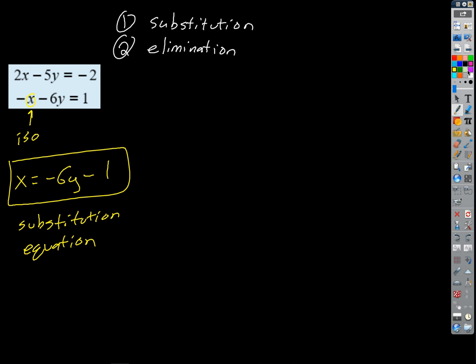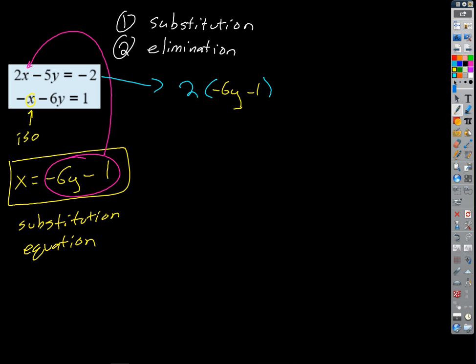So now, this stuff right here that x is equal to, we're going to plug into the top equation, right? So what's that look like then? The top equation is going to become 2 times x, but x is actually, yeah, good, negative 6y minus 1, minus 5y equals -2, right? That's easy to solve, though. I've got a single equation now with only one variable. That's a piece of cake.